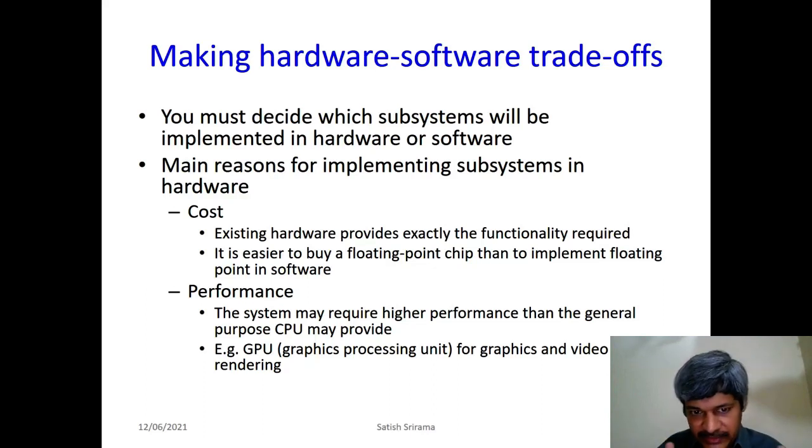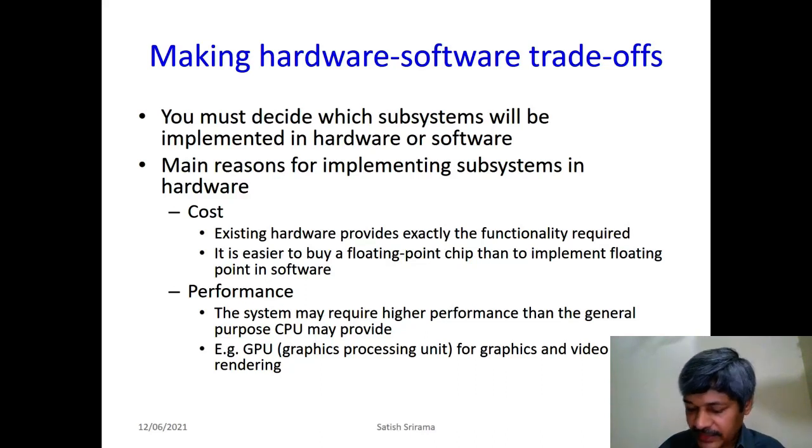For example, if your existing hardware already provides exactly the functionality required, then great, you execute it there. But assume you have to do a lot of floating point calculations. Implementing it in software would be pretty expensive. It is rather easy to buy a floating point chip, but of course it has its own cost associated with it. Which of them will you take? There should be a trade-off.